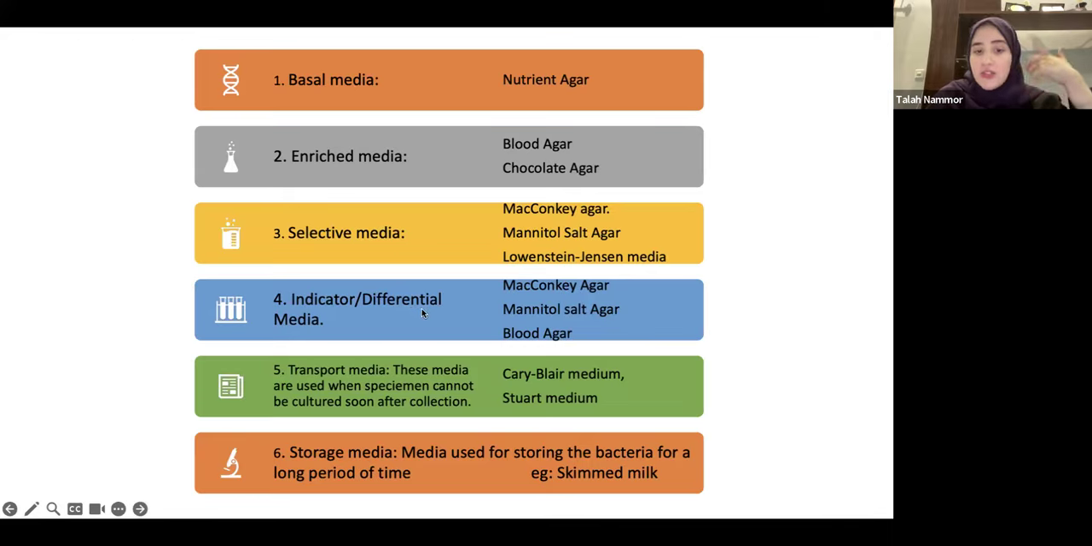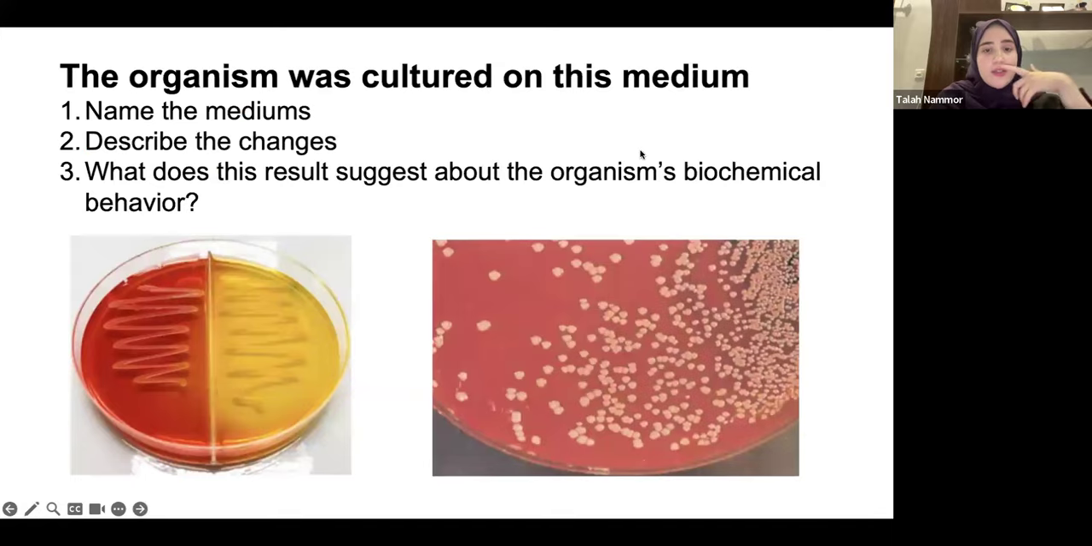We have indicator or differential media. It helps us to differentiate between organisms. Transport media is specifically to help us transport the organism. So let's say we don't have the organism needed in a certain lab and we want to send it to another lab. We usually use transport media. Storage media is just to store the organism in. Okay, let's move on.